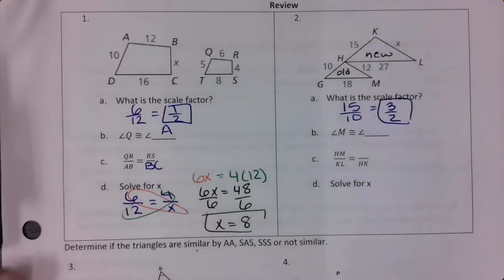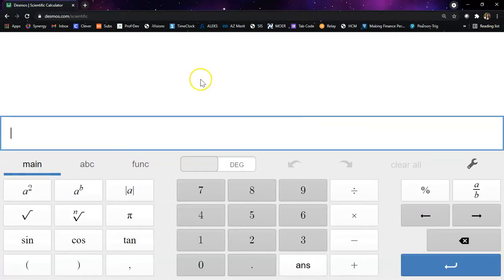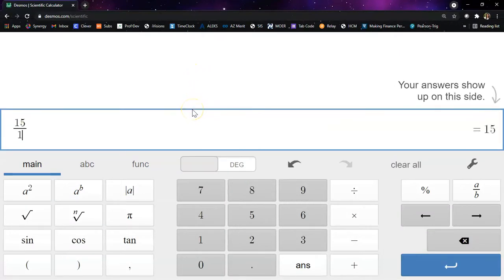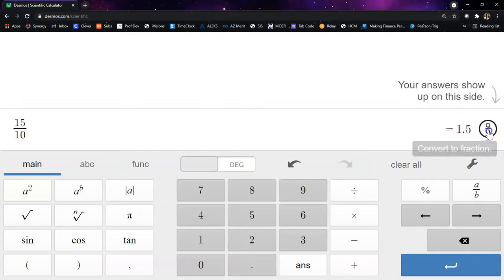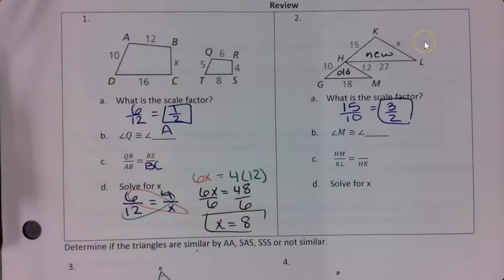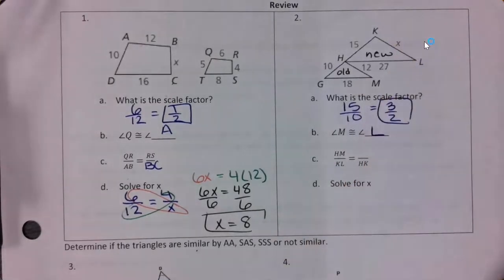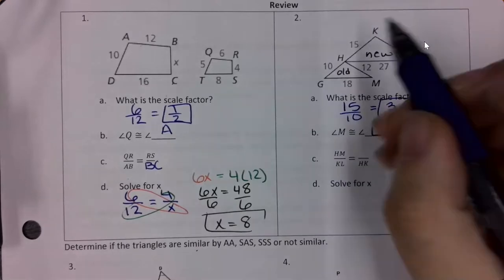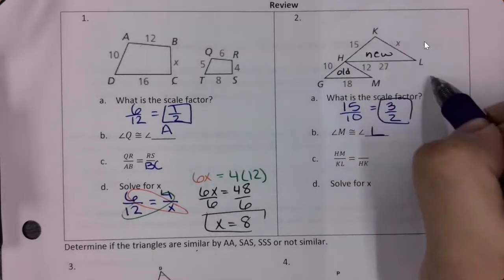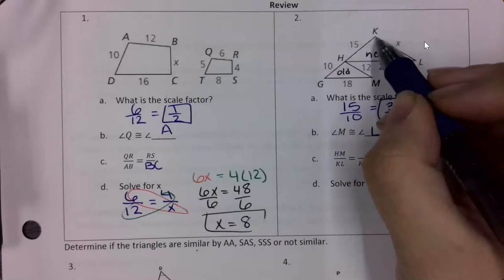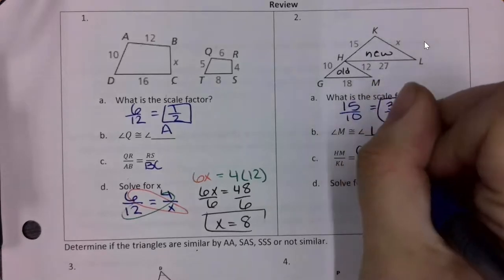I could type this into Desmos if I did not remember how to simplify. So I could do 15 divided by 10, and then the square over square button turns it back into a fraction. Okay, so then I have the measure of angle M is congruent to the measure of angle L. I have HM goes to KL as something goes to HK. This is going to be GH.